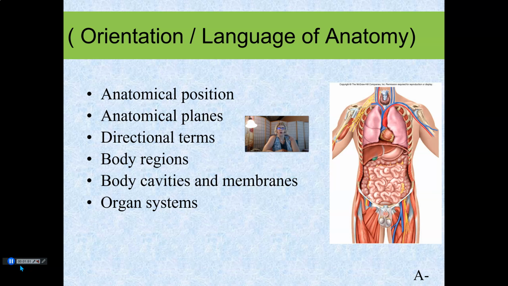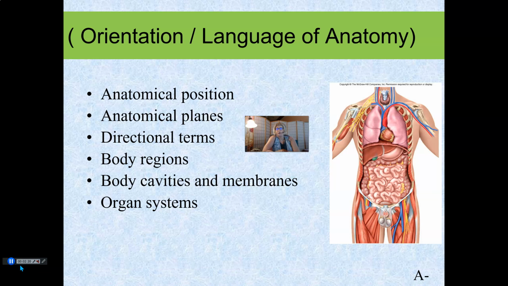When we talk about anatomical position, everyone knows that we are talking about a specific position. And then we're going to just do a panoramic view of what AMP 1 and 2 will look like, which is basically a year of anatomy and physiology. The organ systems is just going to be me showing you all the different organ systems. And as we progress each week, we will go through each organ system.